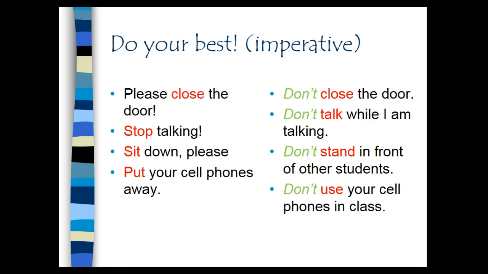We can also use do to make negative imperative sentences. For example, I could say, please close the door. But if I want you not to close the door, I say, don't close the door. Stop talking. Don't talk while I am talking. Sit down, please. Don't stand in front of other students. Put your cell phones away. Don't use your cell phones in class.